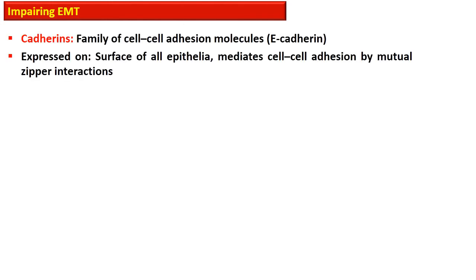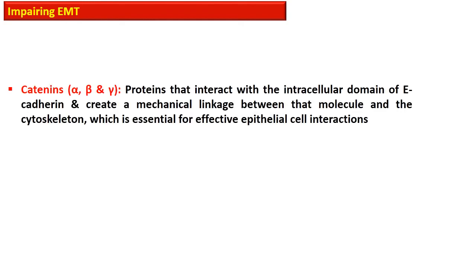The epithelial to mesenchymal transition is an important step in the invasion of the tumor. This epithelial to mesenchymal transition is impaired by a number of factors. One of these is cadherin, that is the family of cell-to-cell adhesion molecules. The important one among these is E-cadherin, and it is expressed on the surface of epithelia, and it mediates cell-to-cell adhesion by mutual zipper interaction.